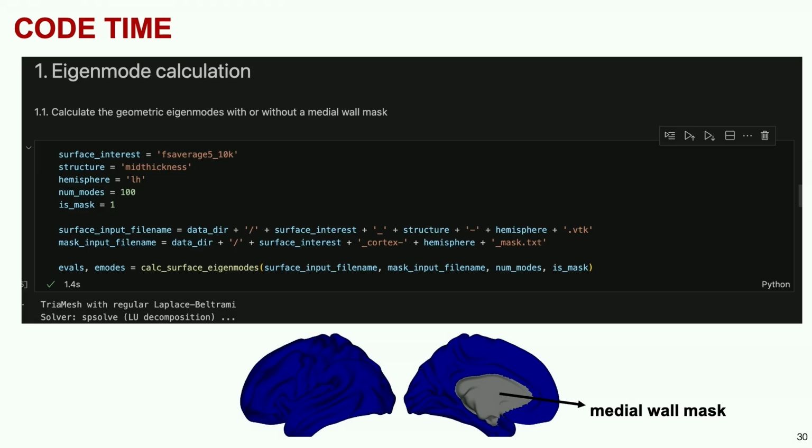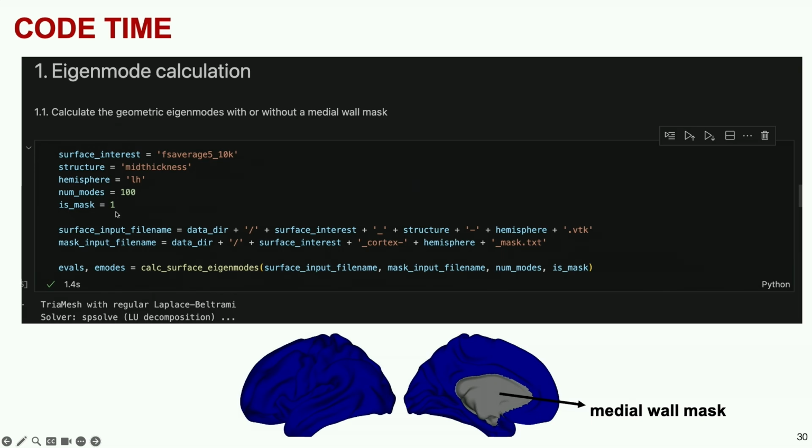Basically, the first component of the code is how we calculate these geometric eigenmodes. It's relatively simple because it's wrapped up in this function that we have. But basically, the only input that you would need is some kind of surface. It could be defined in different spaces. The example in the notebook is just for an fsaverage5 at 10K, just to make the calculation much, much faster. It could be a definition of the mid-thickness or the white surface or the pial surface. You can choose which hemisphere you have, the number of modes.